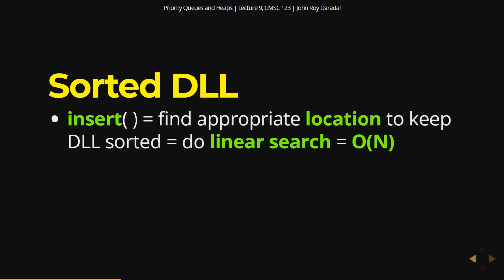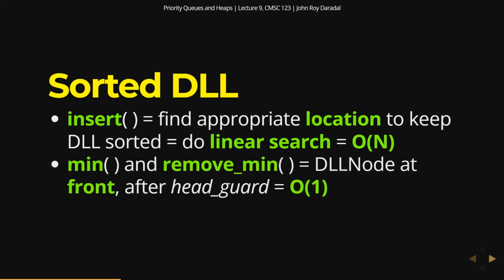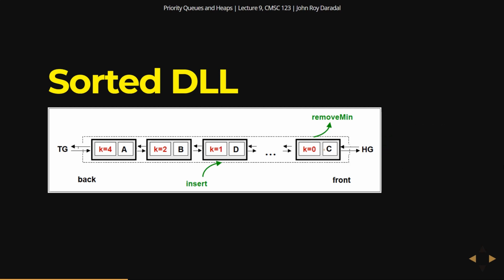So that's the hard part for sorted DLL. The easy part is min and remove min, because you just have to look at the DLL node at the front, which is after the head guard. That just takes O of 1, or constant time, because it's always at the front, since you keep it sorted. So yeah, that's sorted DLL. It looks like this.